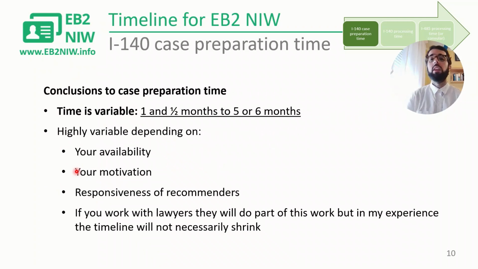So, conclusions for this portion of the process: the time is variable. It will take between 1.5 months to 5 or 6 months, depending on a lot of things like your availability, your motivation, the responsiveness of your recommenders. And of course, if you work with lawyers, they will help you do part of the work, but this doesn't mean that the timeline will really shrink.